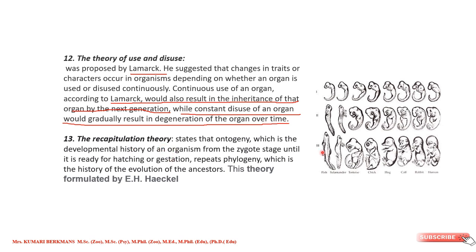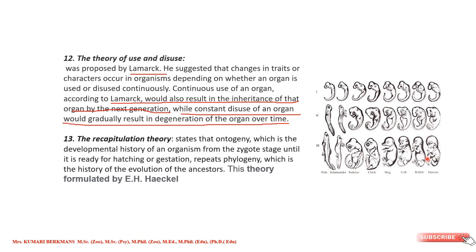Recapitulation theory, in the sense, see, this is a fish embryo, and slowly it forms a fish. This is a salamander, growth of a salamander from the embryo. This is a tortoise, this is a chick, and this is a hog, calf, rabbit, and human. You see this one, most probably almost the same, but there is a slight difference in the embryo. So this is called recapitulation theory.